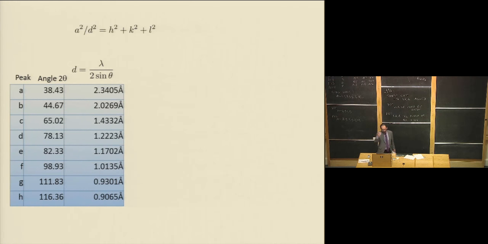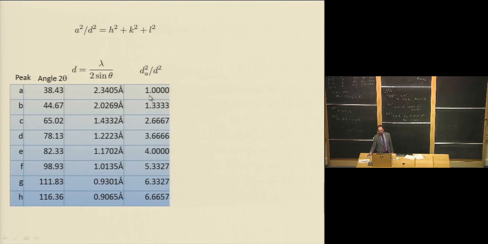Then we have this statement that a squared over d squared is h squared plus k squared plus l squared. And we want to find integer ratios of 1 over d squared. So how do we do that? Well, let's declare this number here, 2.3405 angstroms, and call that d sub a. And we'll make a table of d sub a squared over d squared, where d is all of these possible values of d. So the first slot is, by definition, 1.